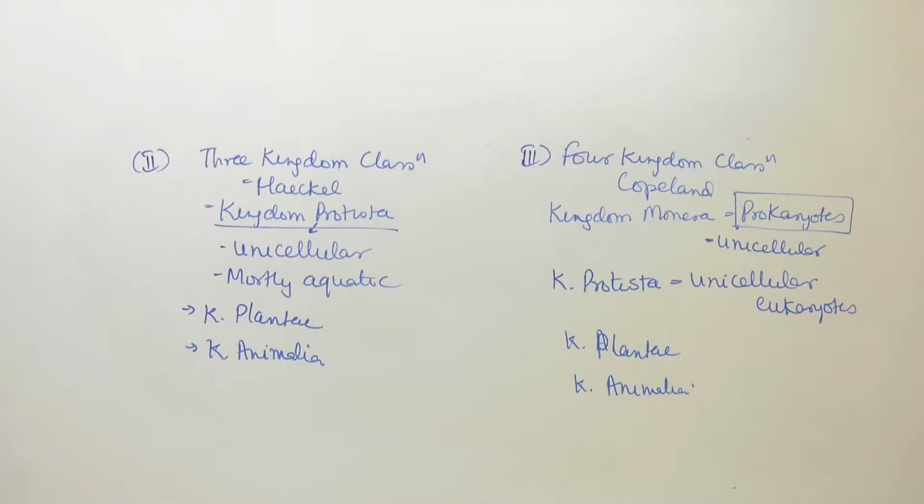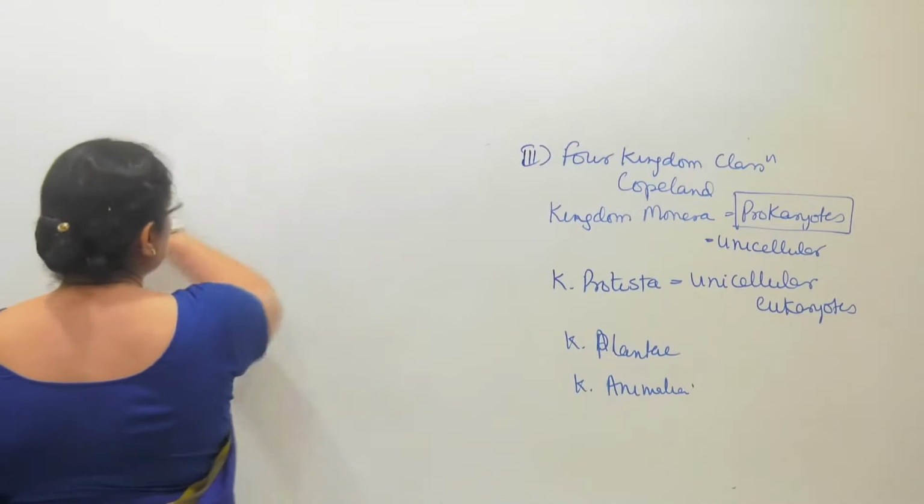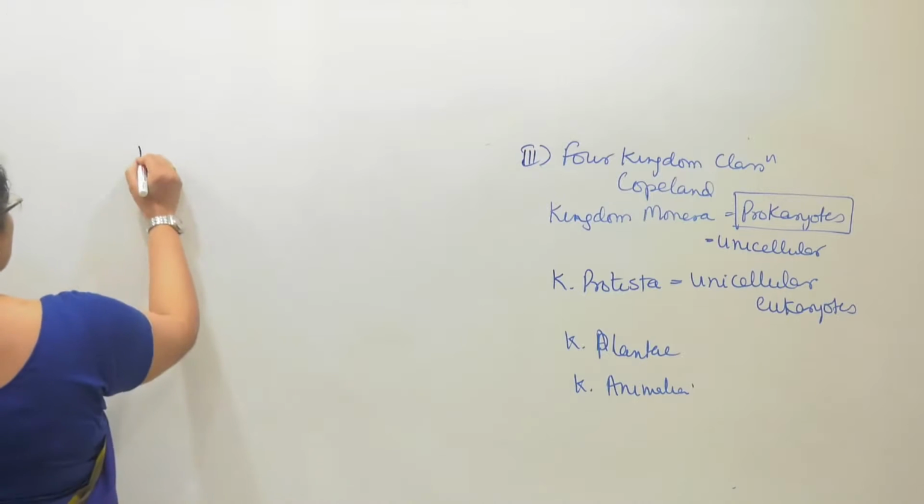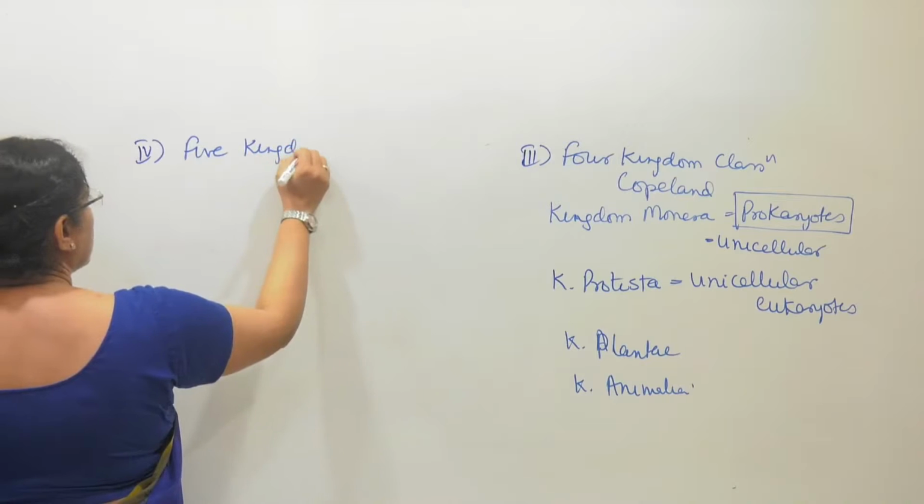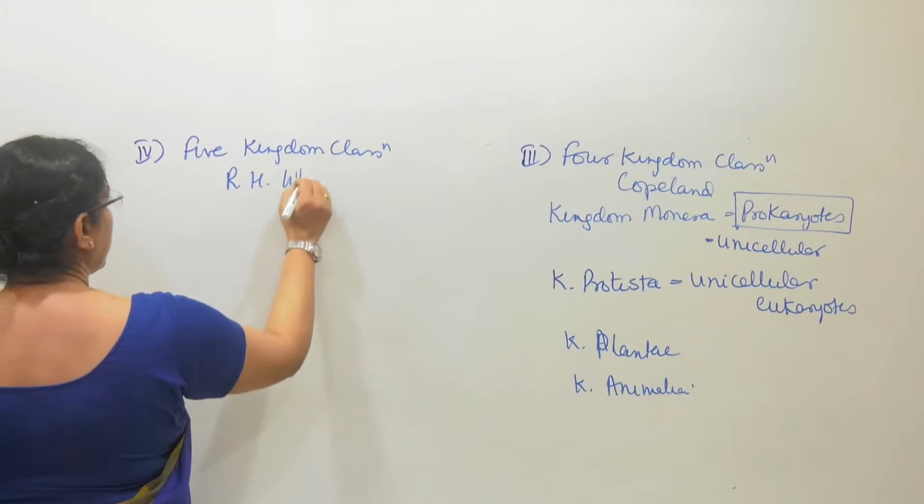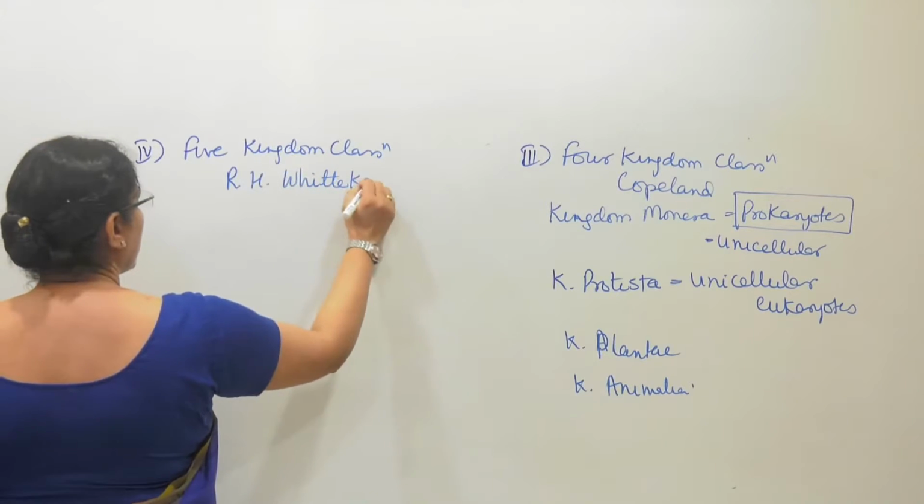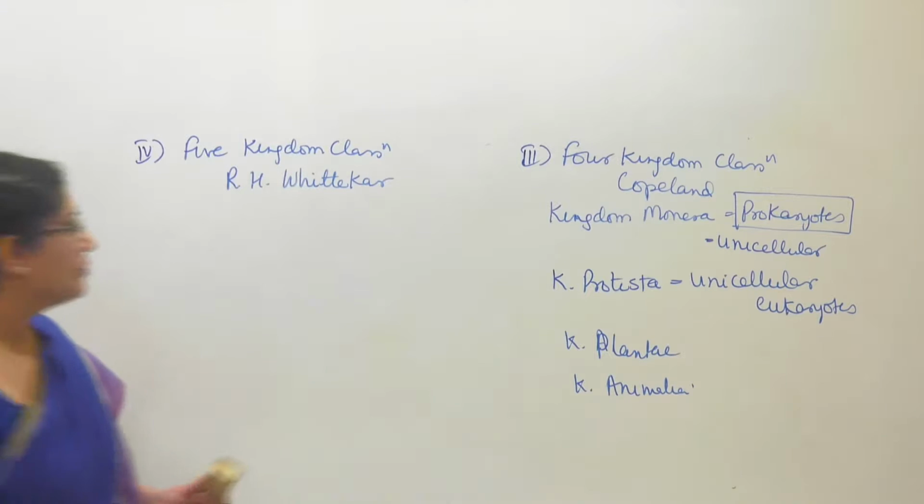Now what we accept today, or what we use today, is the 5 kingdom classification given by R.H. Whittaker. He has used 5 criteria for classification.